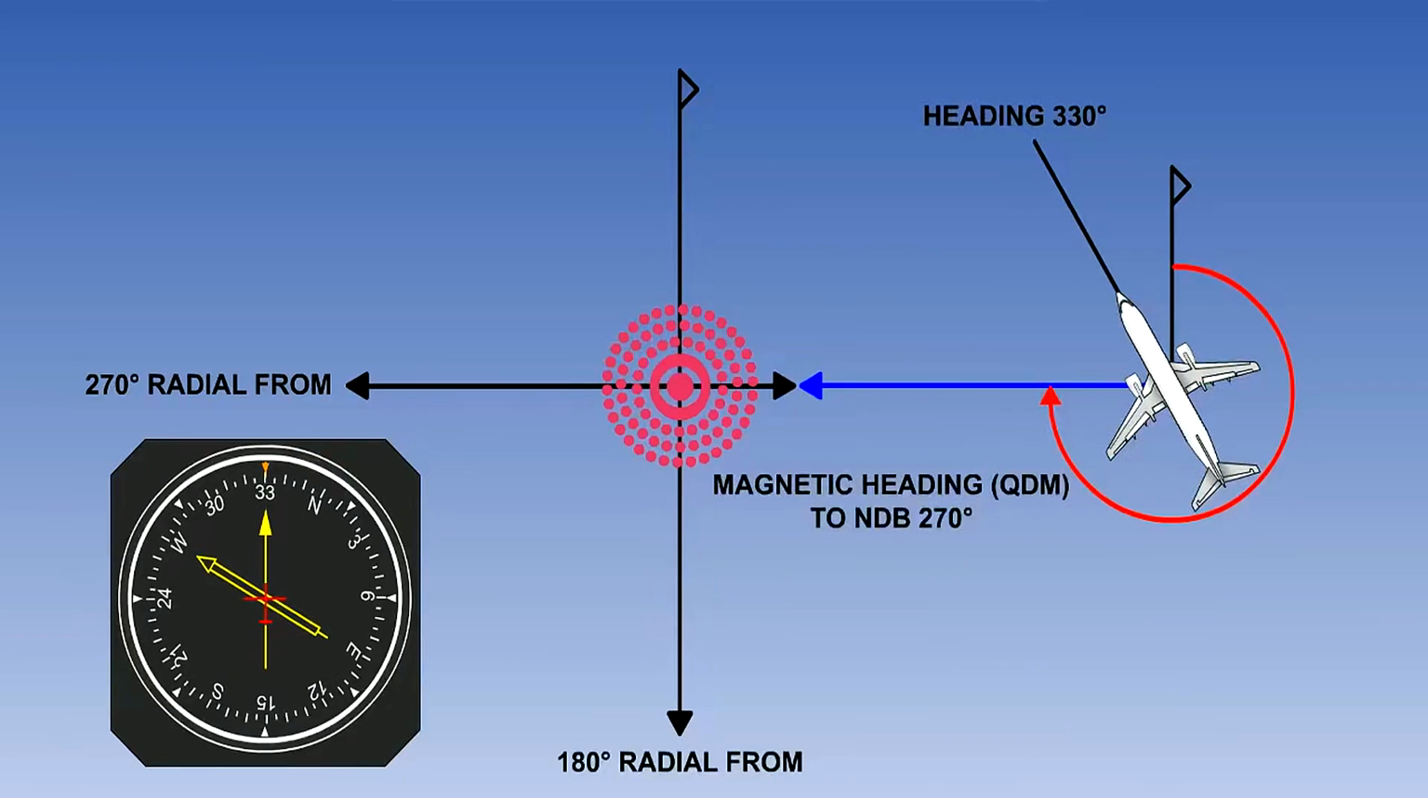As you continue your heading of 330 degrees, the relative bearing to the NDB decreases, and the needle falls in the 6 o'clock direction. When the needle points to 270 degrees, you are on the 270 degrees magnetic radial of the NDB.